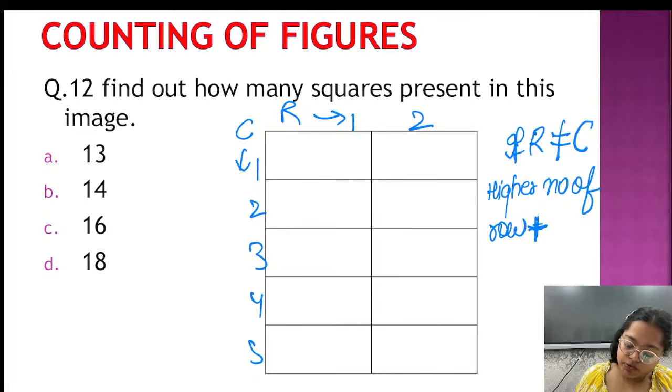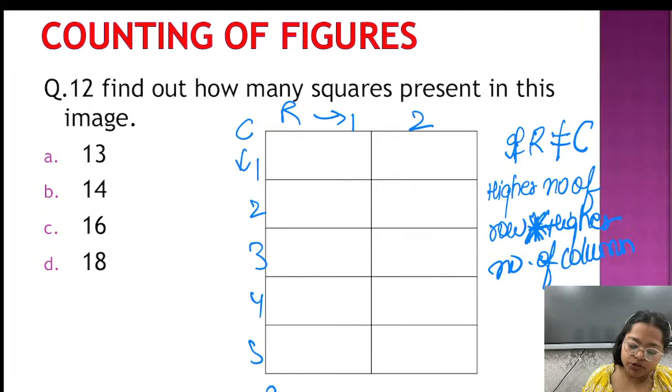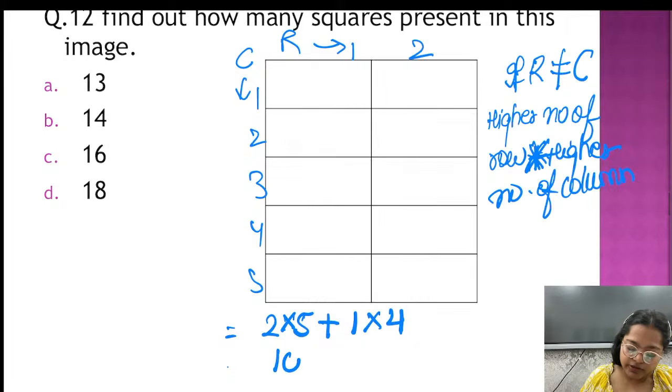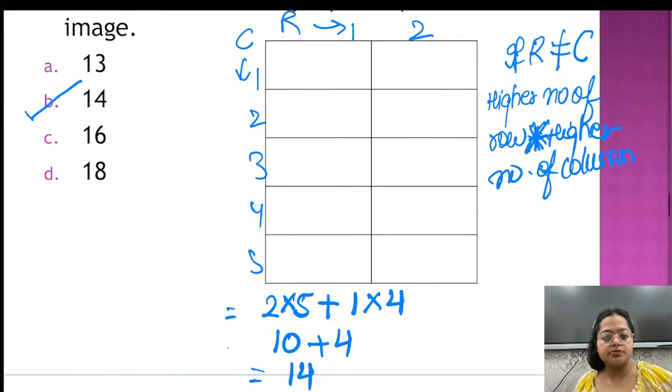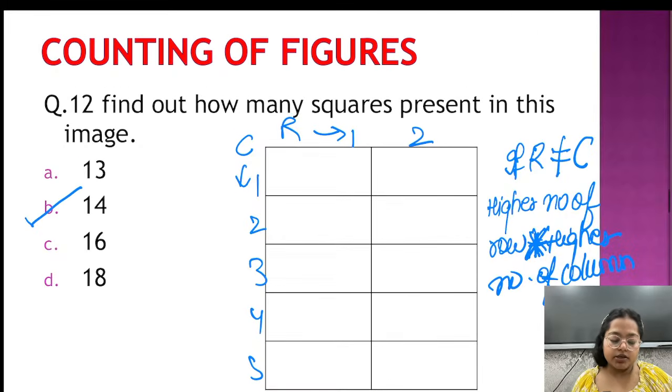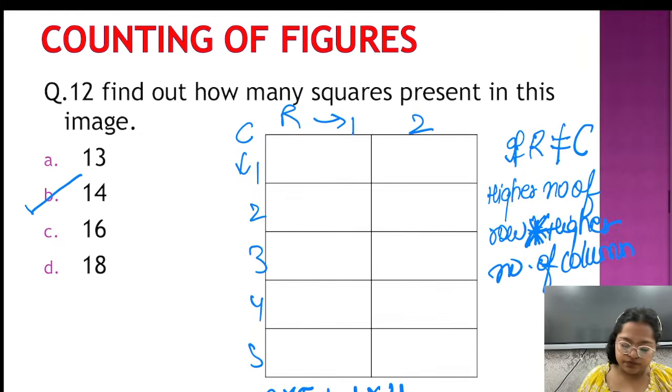Higher number of row, multiply by the higher number of column, plus, now 1 into 4. So the higher number of row is 2 and the higher number of column is 5. When we solve it, 5 into 2 is 10, plus 4, that is 14. So the correct option would be option B. Correct answer is 14.